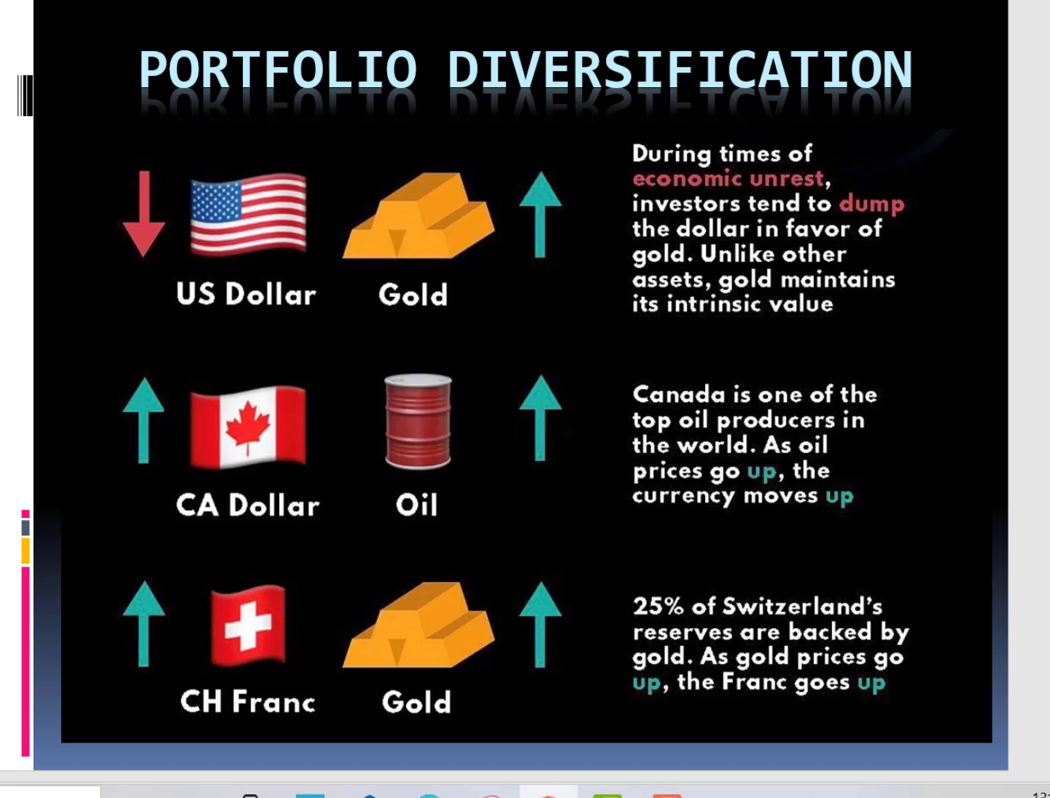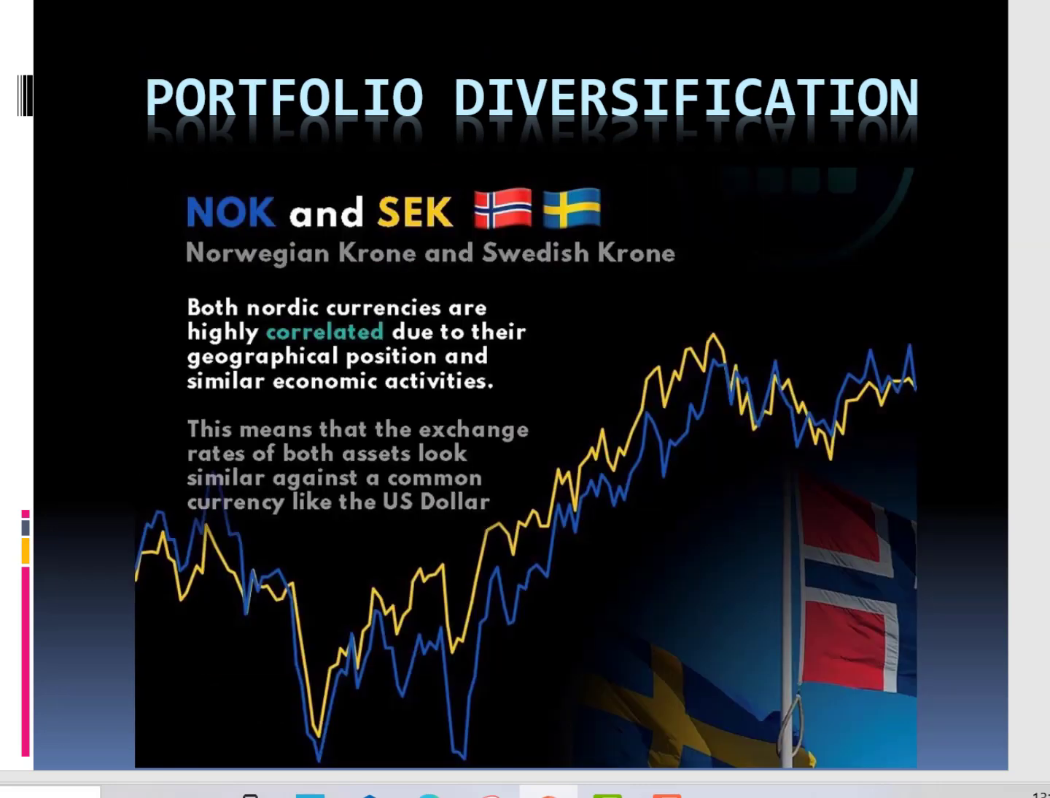Here again, the Canadian dollar with the price of Brent crude or crude oil, the Swiss franc with gold, and understand why this is happening. For example, 25% of Switzerland's reserves are backed by gold. So that's why when the price of gold goes up, the Swiss franc gets stronger against, for example, the dollar, euro, whatever. This is important for you to understand. All of these correlations must be studied when you are investing in a portfolio.